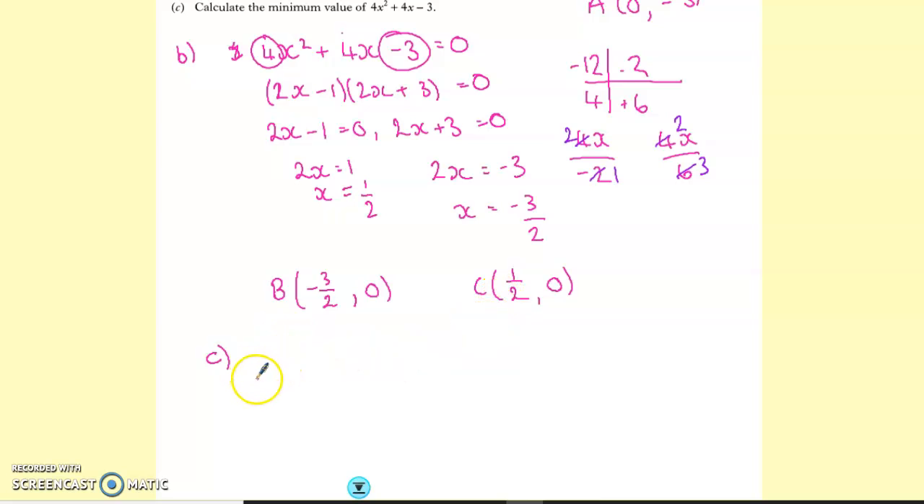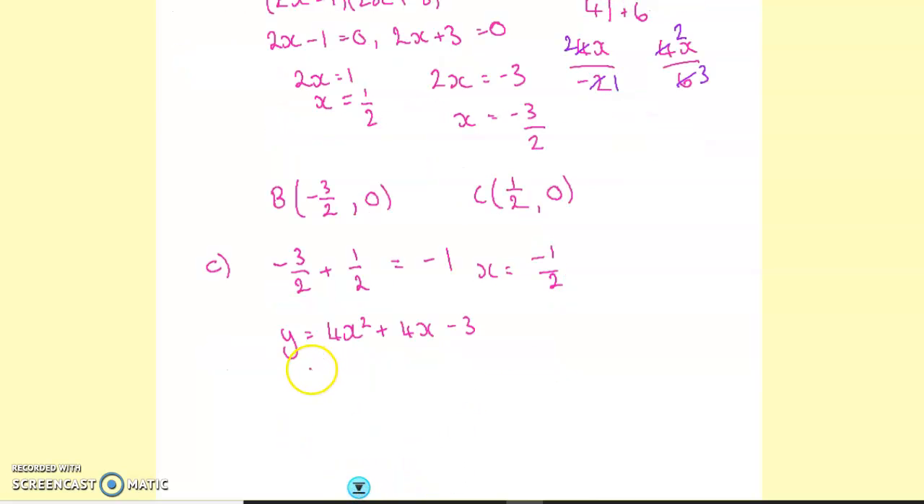Easiest way to do that is to find the average of them, so add them up and half them. So minus 3 over 2 plus a half is going to be minus 1. Minus 1 divided by 2 is minus a half. So we're going to get x equals minus a half. Some nice numbers on this example. We're going to sub that in for y and find out what y is.